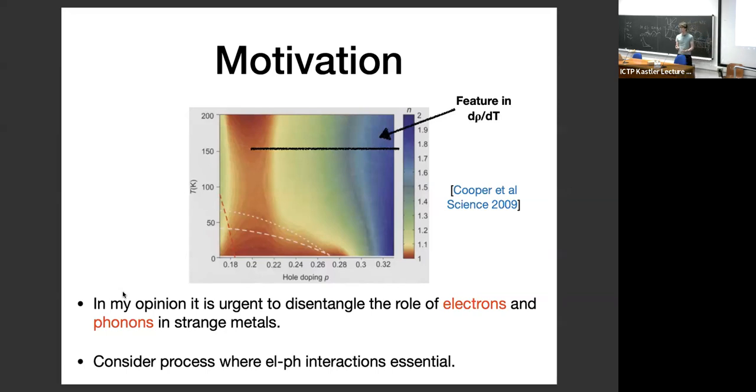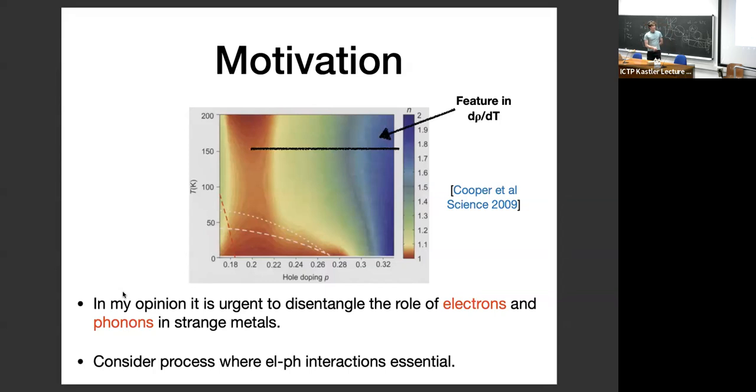Okay, by the way, one of the mysteries of the cuprates is that this T-linear scattering doesn't have kinks in it, okay? It goes straight from low temperature to very high temperature. Well, there is a kink if you're away from optimal doping, but it disappears as you go here. Okay, so what this led me to think is that it's really urgent to try to disentangle the role of electrons and phonons in strange metals, okay?